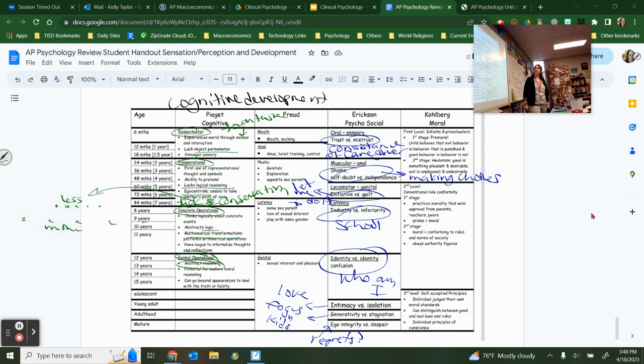Oh, it says cognitive right underneath. I didn't have to write that. Oh well. Moral development for Kohlberg. There are 3 stages. It's broken up in each stage, but we don't need to know the broken up part. But there is pre-operational. No, not pre-operational. Sorry. Pre-conventional, conventional, and post-conventional.